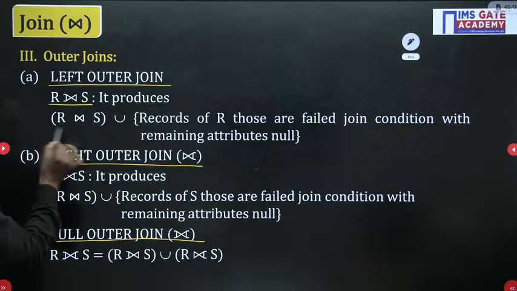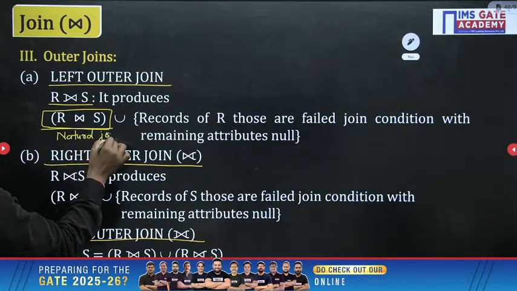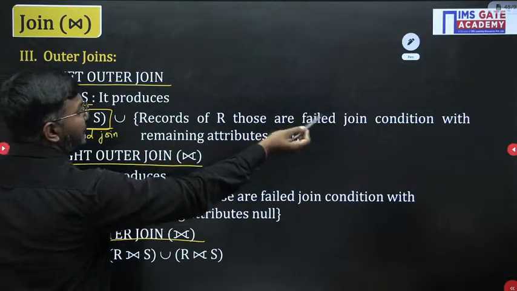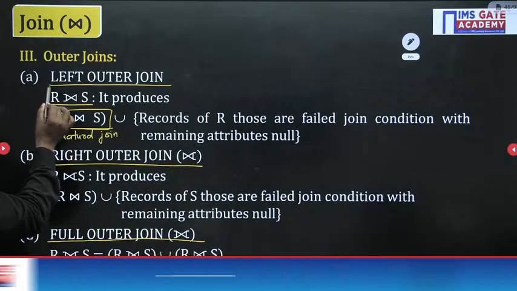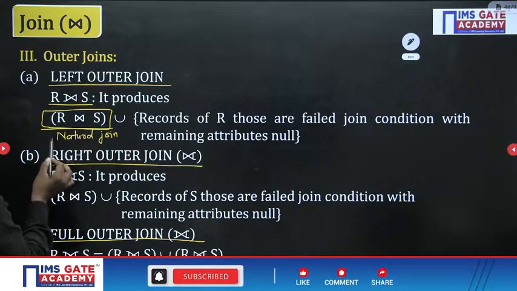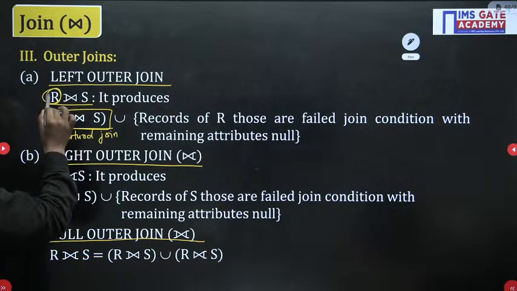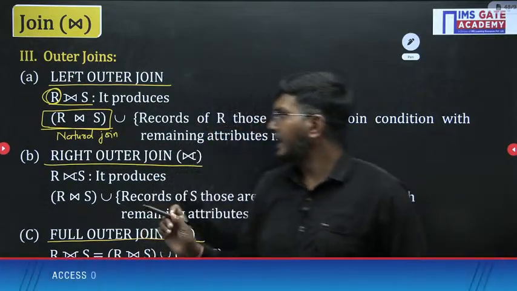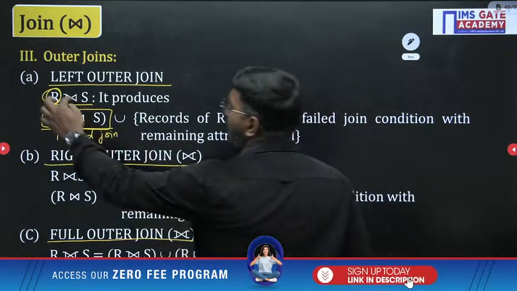It says first find the result of the join, the natural join. This is nothing but our natural join, and then union the records of R that failed the join condition, with the remaining attributes null. Means this left outer join says find the result of the natural join between R and S, and include all the records of R that failed the join condition. Means include the records of R where the common value is not equal. Okay, if the common value is not equal, still include all the records of R.